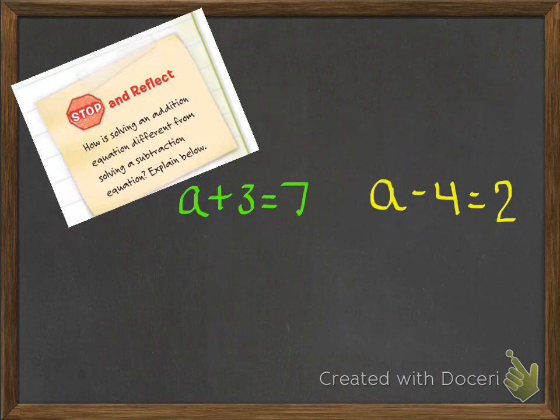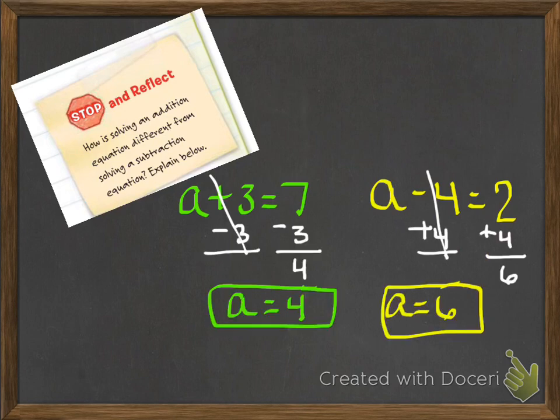So right here you can see we have stop and reflect. How is solving an addition equation different from solving a subtraction equation? Explain below. So I set up two very simple equations here for you so that you could explain using these two equations. Okay, so as you can see, I worked out both of these problems here. How is solving an addition equation different from solving a subtraction equation? Well, here's the answer. To solve an addition equation, you must subtract. To solve a subtraction equation, you must add. So that's the main difference. And I've written that here.